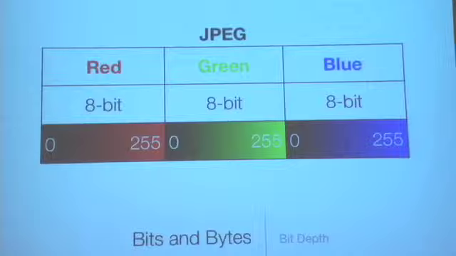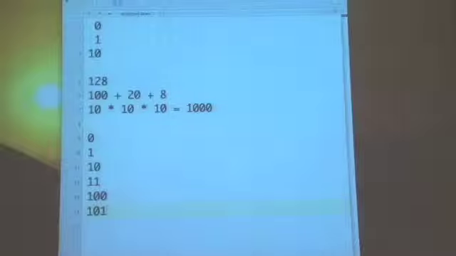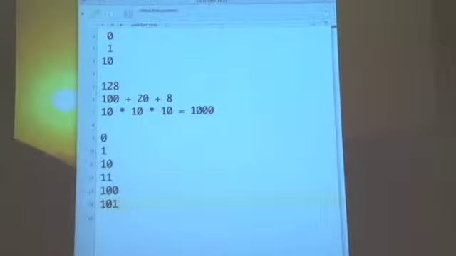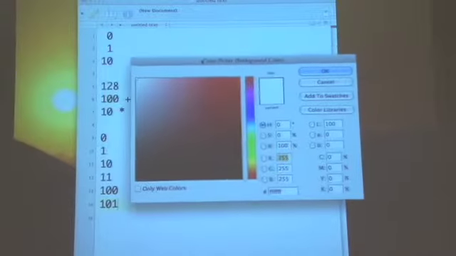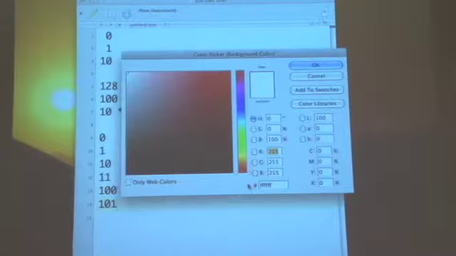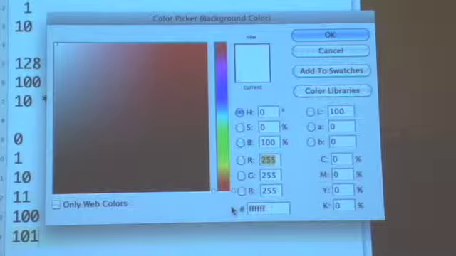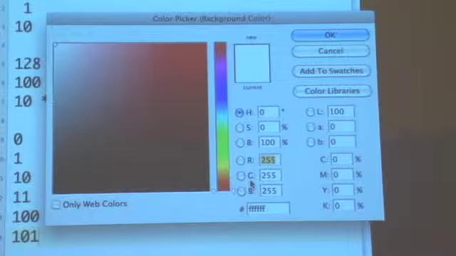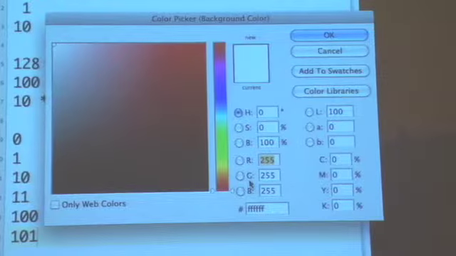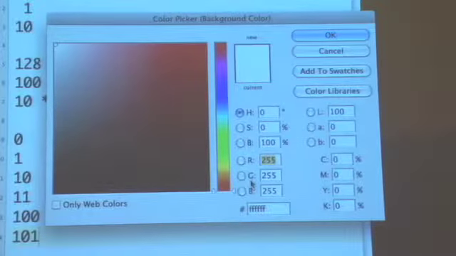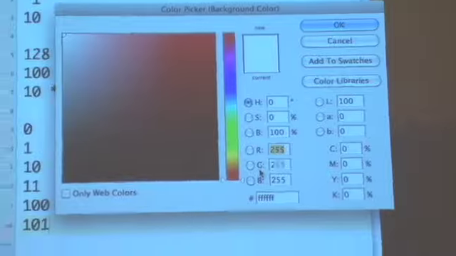Once you start to understand this, hopefully a lot of these other aspects of computers will start to make sense. You might have seen something like this. This is Photoshop's color picker, where you can pick a color among all of the ones that are available to you. Just to give you an idea, if we have 256 values for red, 256 values for green, and 256 values for blue, how many different colors could we get out of that?